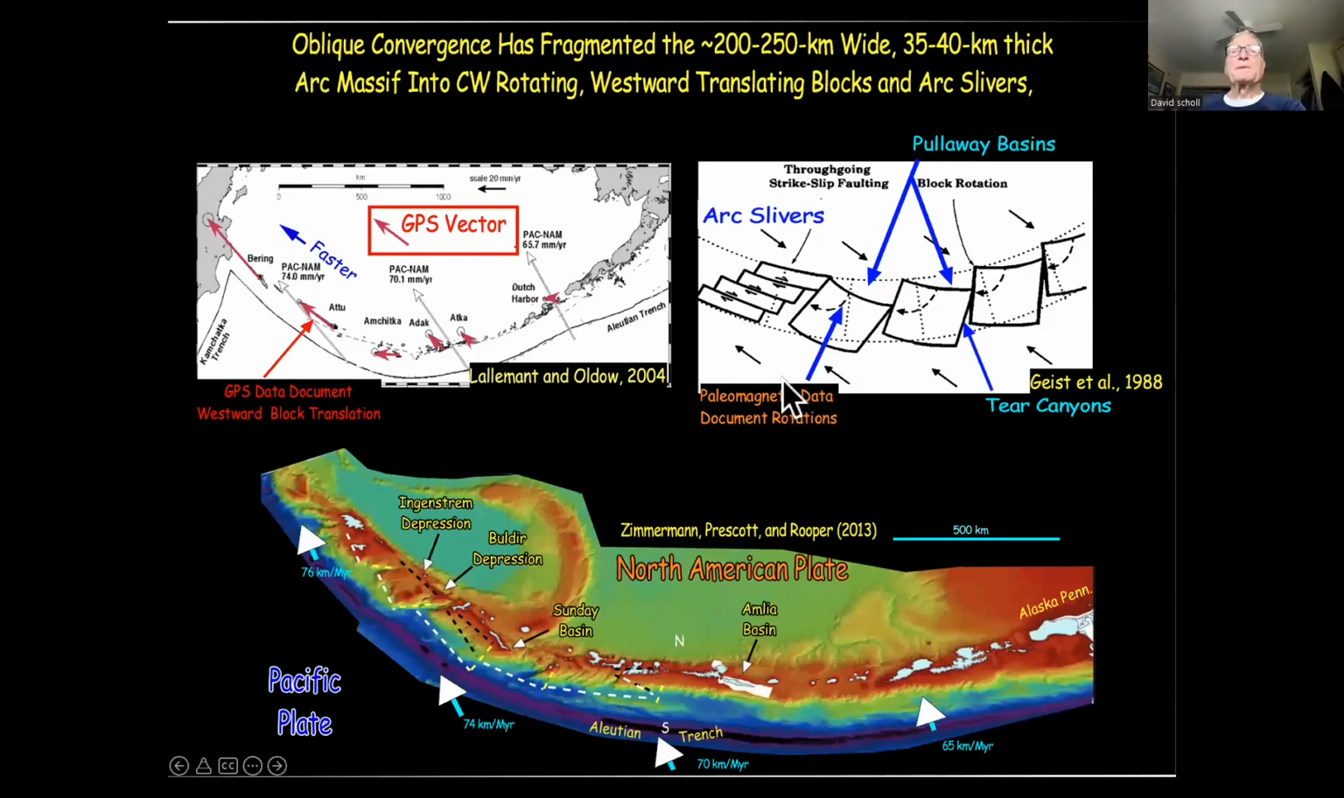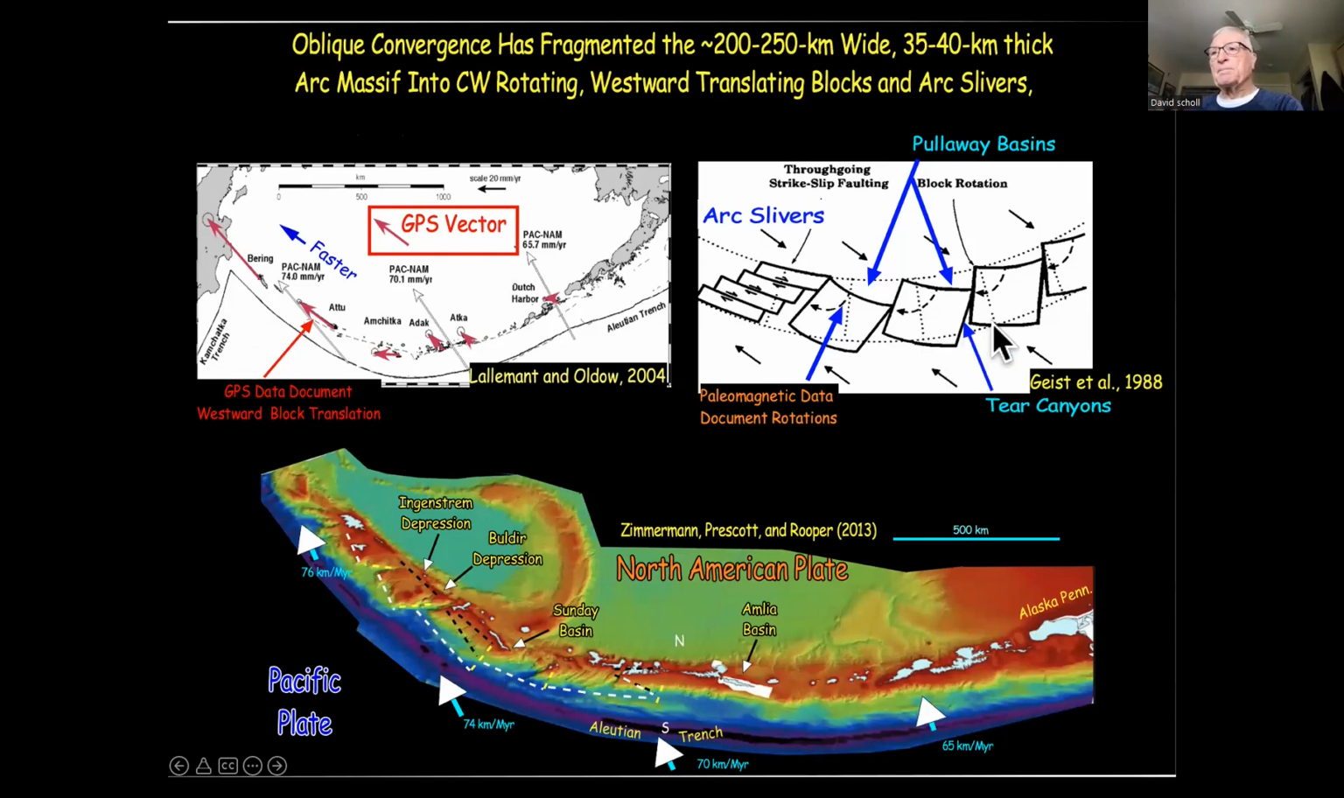If we look at the oblique convergence that's underway in the North Pacific, and this has been this way at least since the Bend time, it has fragmented the arc into blocks that are 200, 250 kilometers wide. They are of continental thickness, 35, 40 kilometers in thickness. The arc massif is broken into rotating, westward translating blocks and arc slivers. GPS data allow us to track these movements in through here, and all the way out here on the Russian side of the Aleutian system and the Komandorsky Islands, and they are moving at about half the speed of the Pacific Plate going towards the Kamchatka Trench.